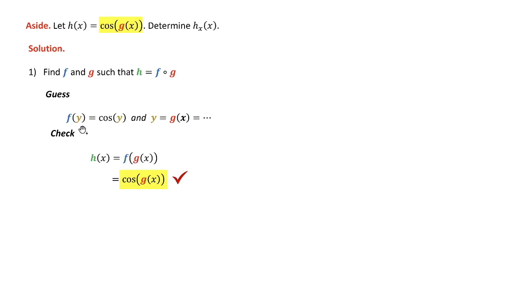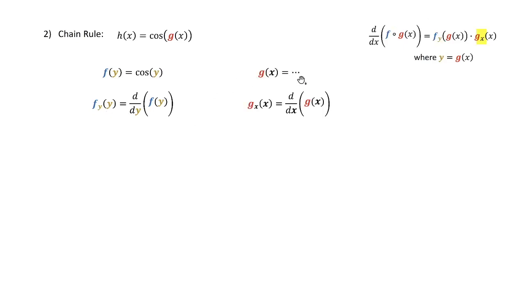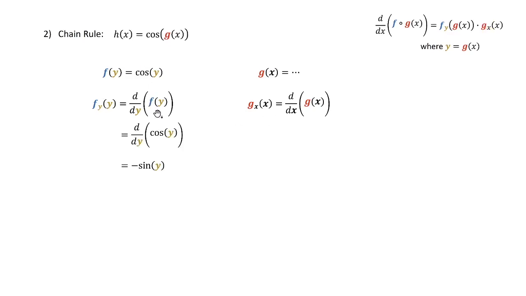Now, once I have the functions f and g, I take their derivatives, right? From the chain rule, I need the derivative of f, I need the derivative of g. Again, the variables are different, but it's fine. It just works out naturally. f of y is cosine y. I need its derivative. g of x, I can't write out what g(x) is, so let's just do this side. I'll plug in cosine here. The derivative of cosine is minus sine. And that's it.